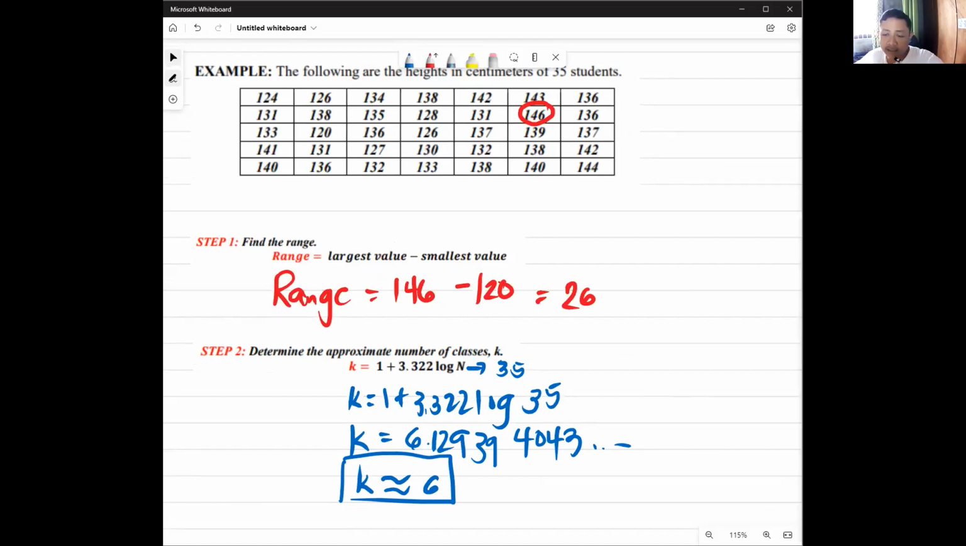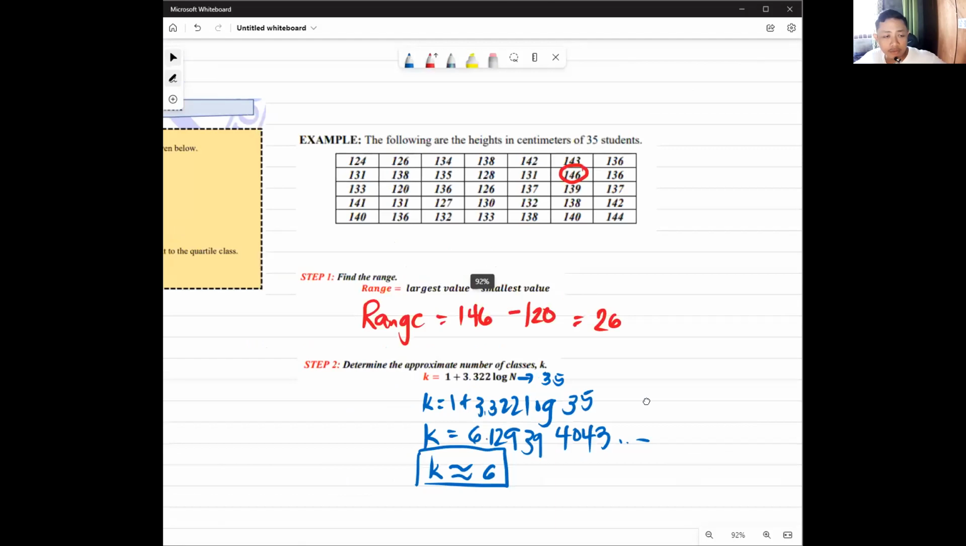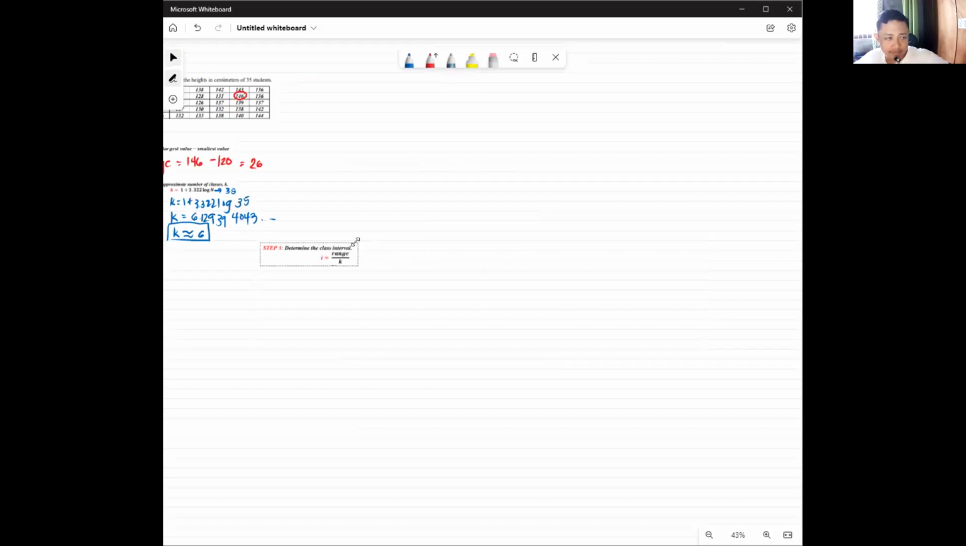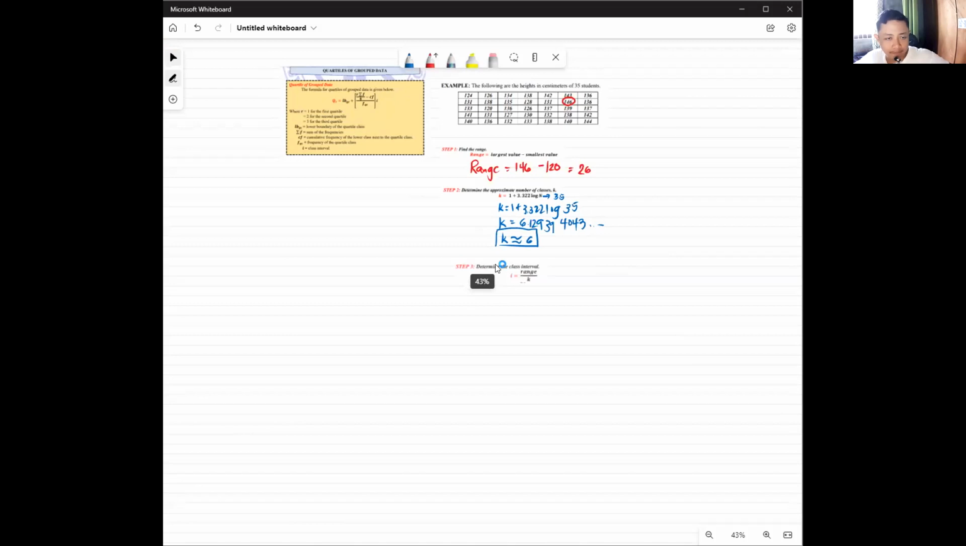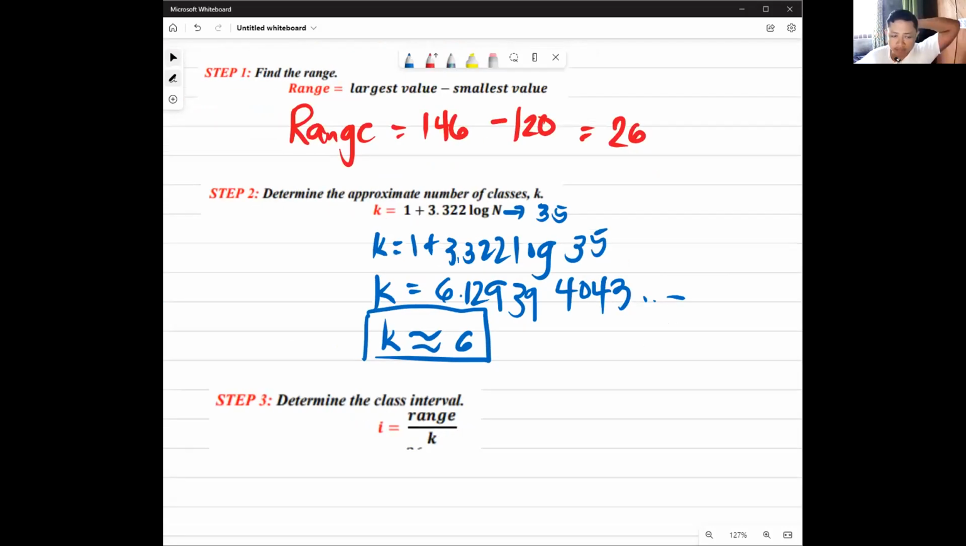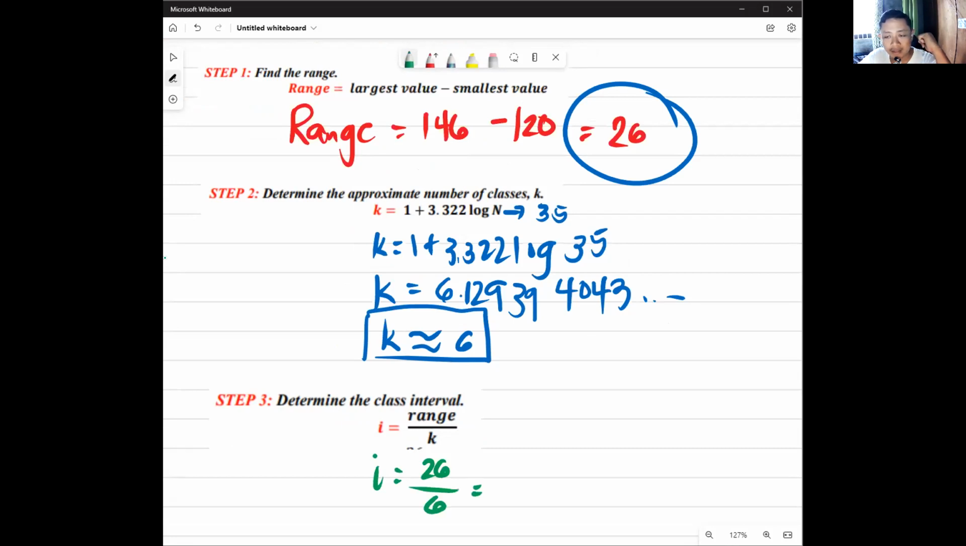This time, it's time for us to use our step 1 and step 2 values. It keeps on getting bigger as I paste a new item. Okay, so for our step 3, all we have to do is to determine the class interval. In the class interval, we will be using the range and our K. Here we can use it. So in here we will have I, or the class interval, is equal to 26 divided by 6. Press this in the calculator, please. 26 divided by 6, what's the answer?